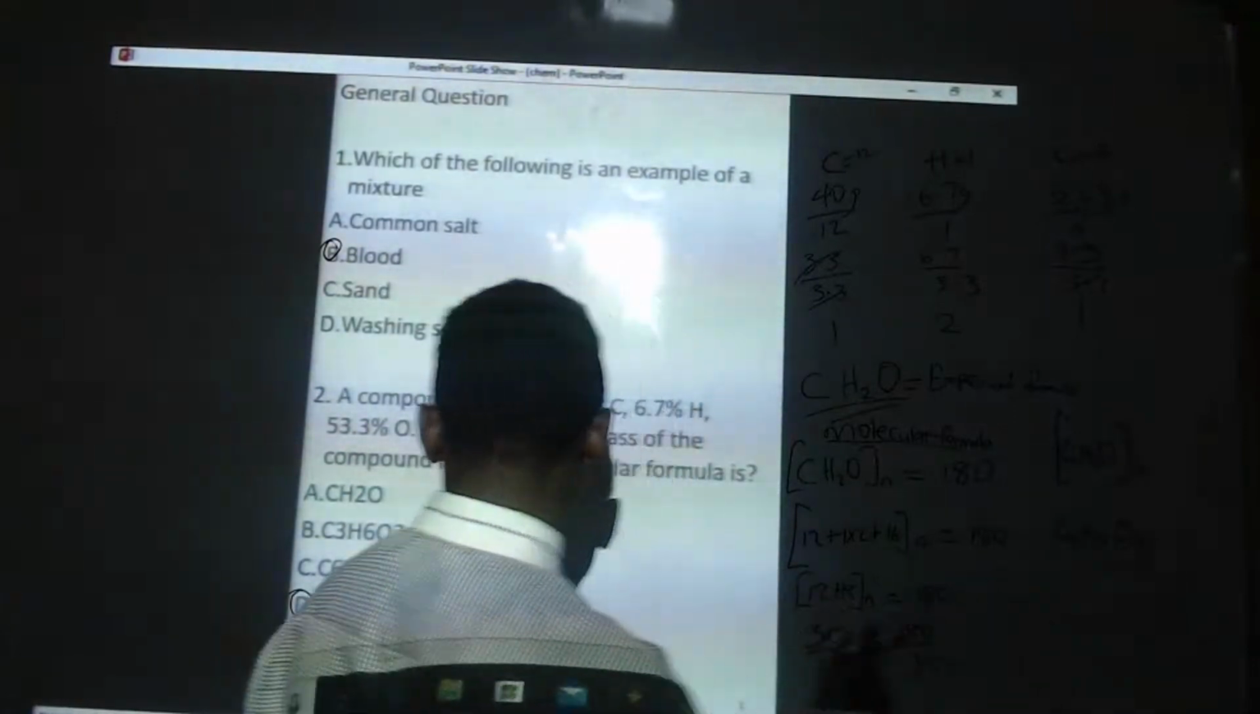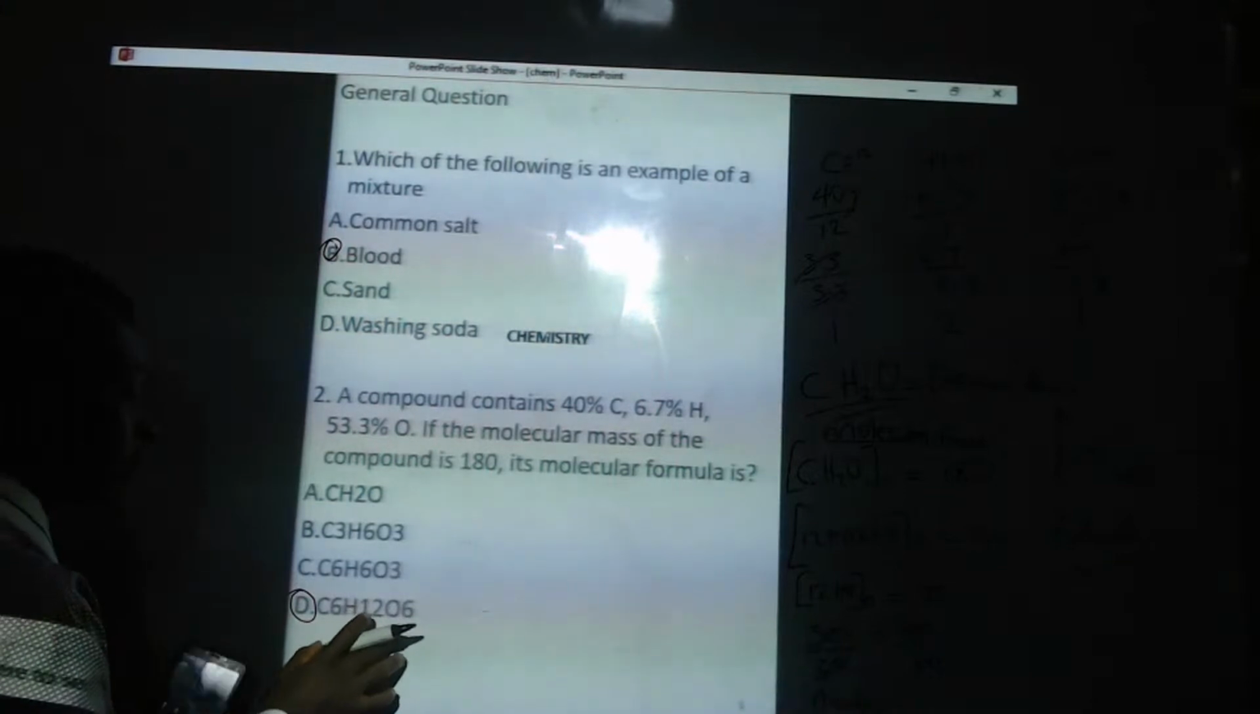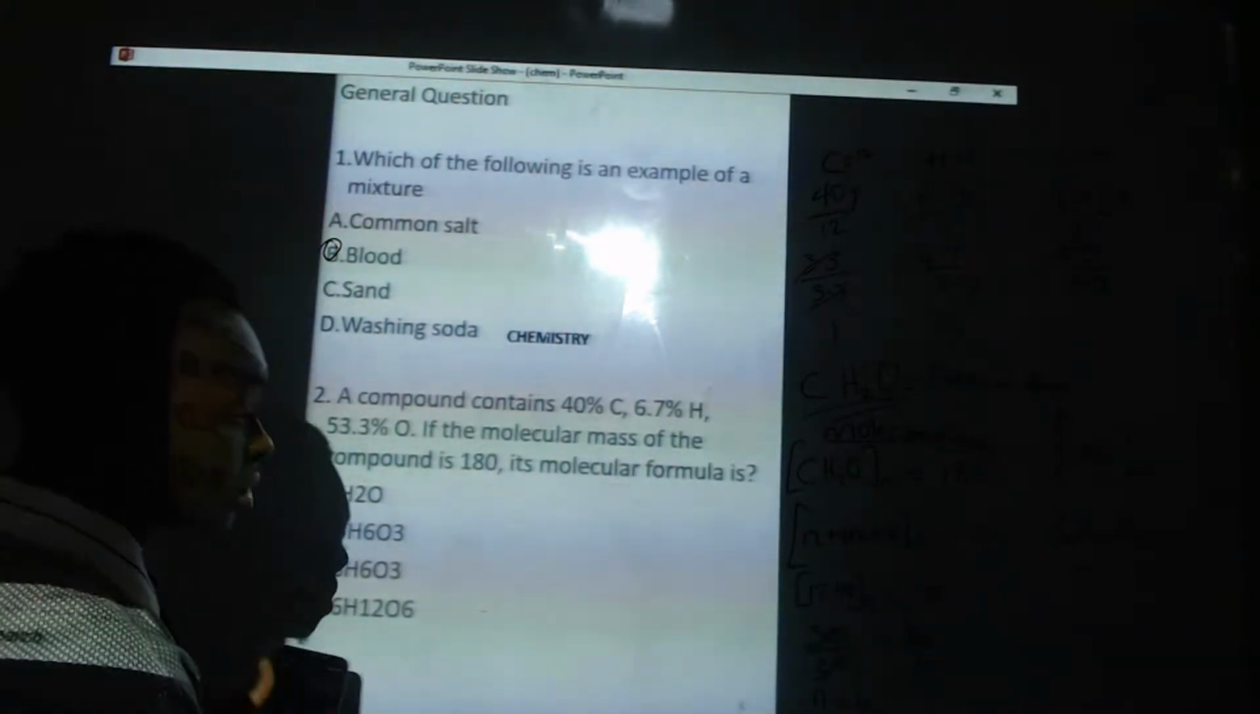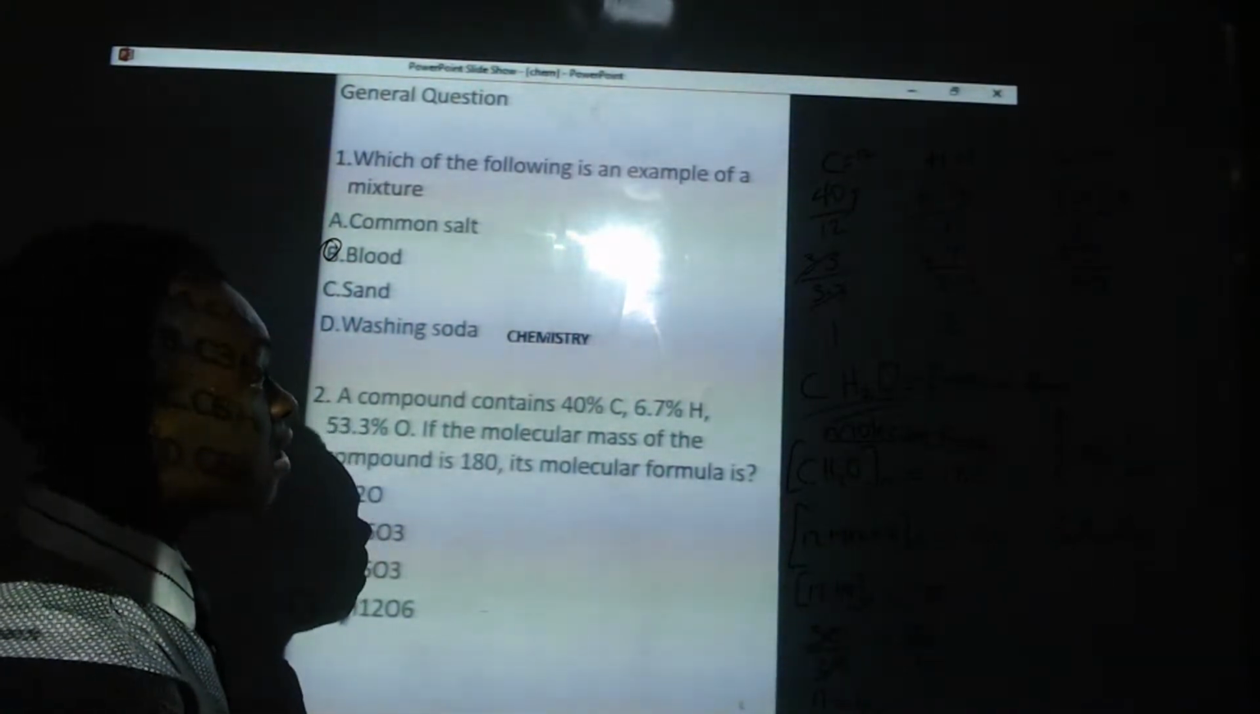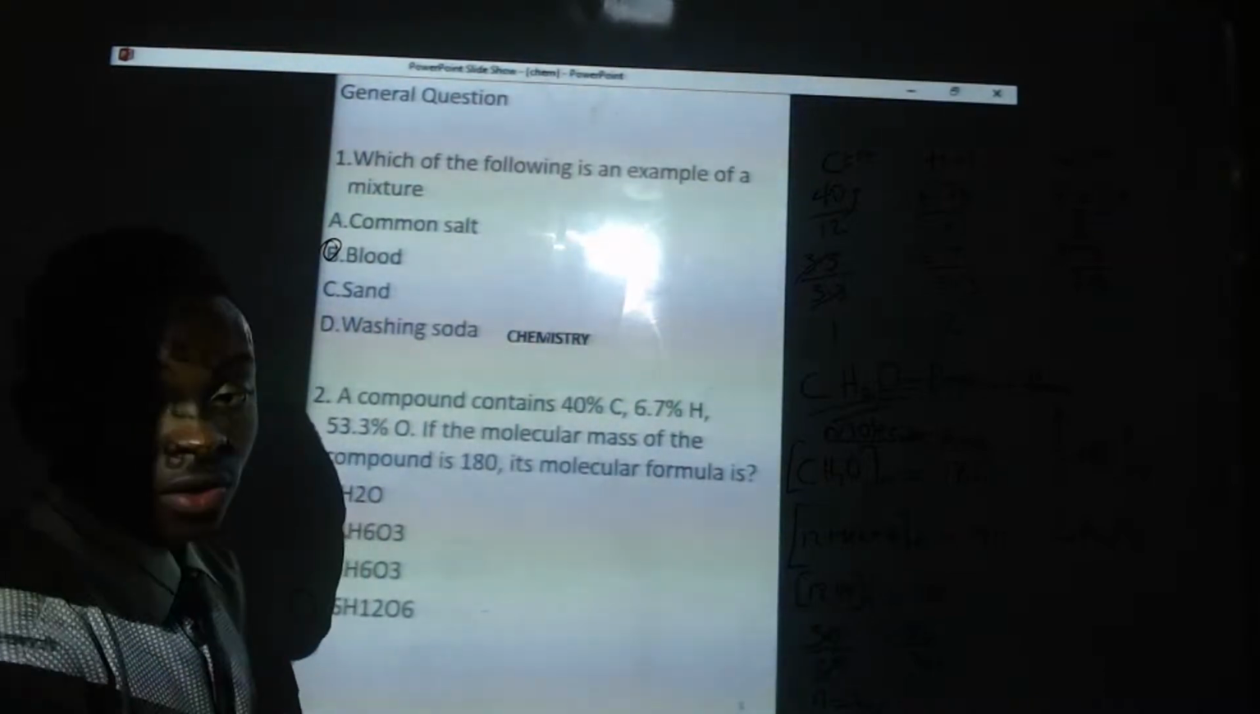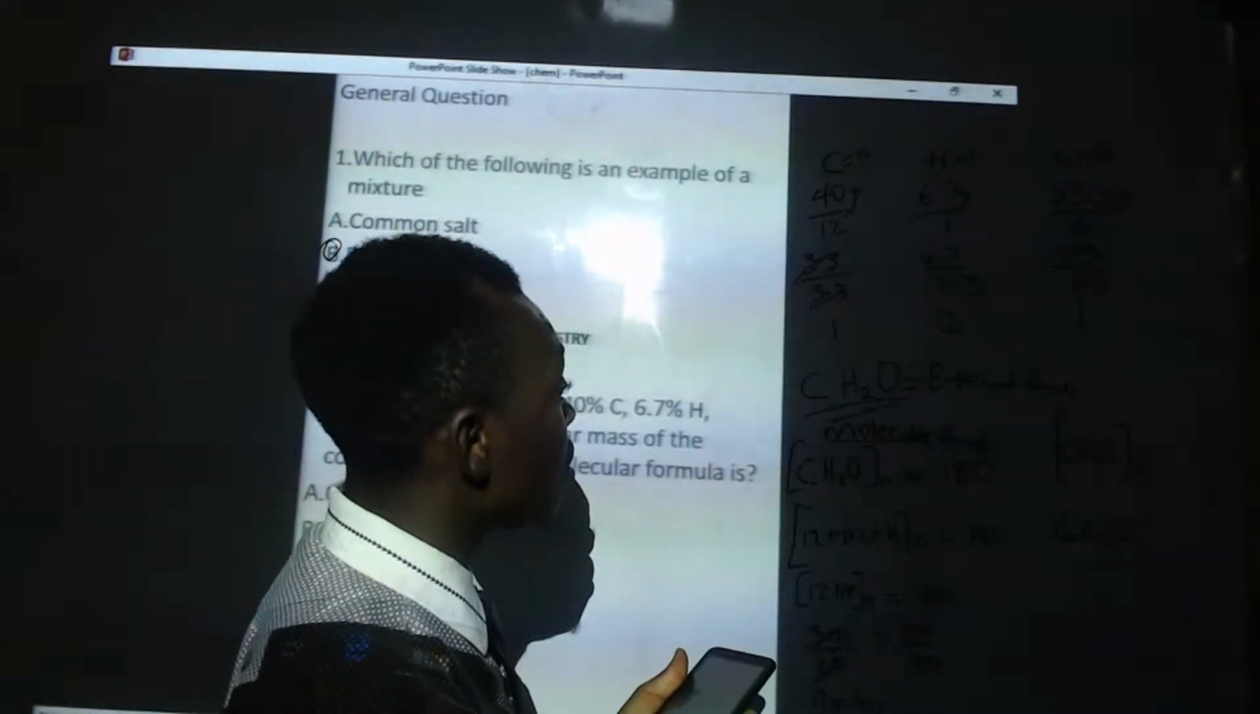And that's how we got C6H12O6. So it's very, very easy for us to understand how important this is.